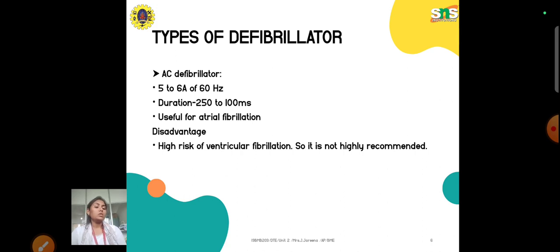The solution is the DC defibrillator. Without any reason there won't be any innovation, right? There is a purpose for each and every innovation. First they started with the AC defibrillator to correct atrial fibrillation, but due to this drawback, the person has a high chance of getting ventricular fibrillation, so it is not highly recommended. So they started to think in other aspects: why can't we do it with a DC defibrillator? So they started the DC defibrillator.